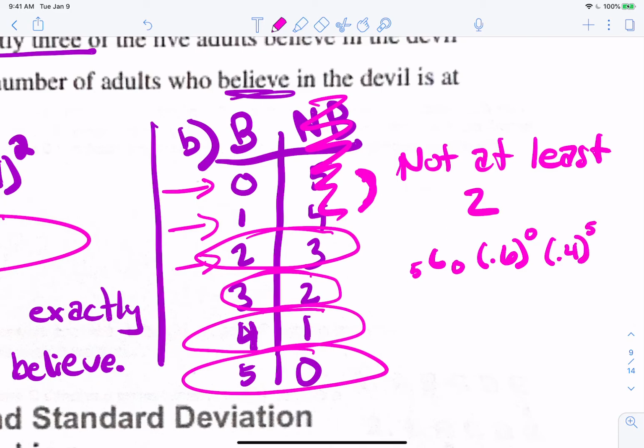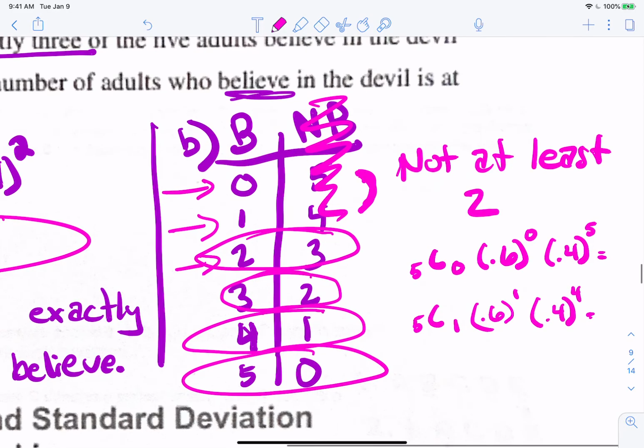The next one, if we set this up, would be 5C1, 0.6 to the 1, 0.4 to the 4. Let's figure out what each one of those is, and then we're going to add them together and subtract from 100%. Does anybody have these numbers? It's 0.01024. We're going to go 4 decimal places.